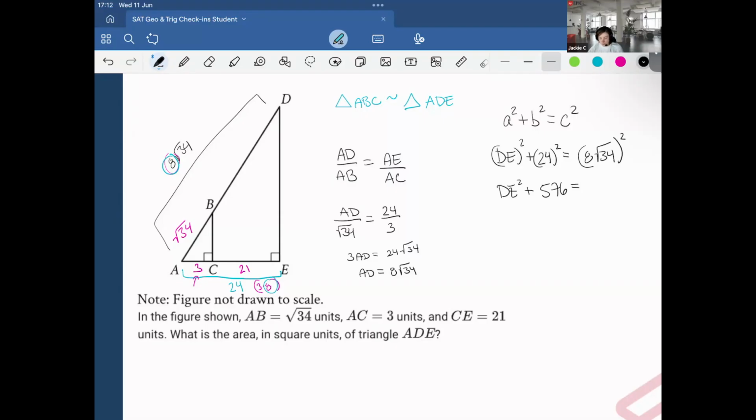is equal to 64 times 34, 2176. So then we get that DE squared is equal to 1600. And then we just want to take the square root of that, which will be DE is equal to 40.